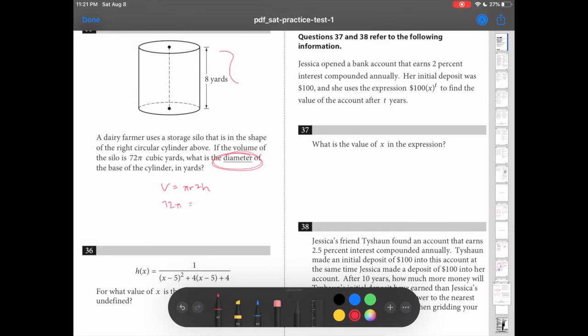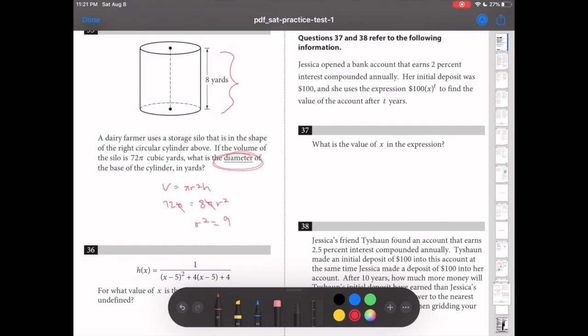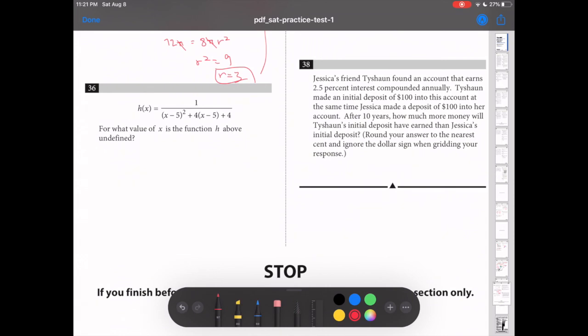Equals height is 8 yards as they gave you. Make sure you watch out for any conversions. Sometimes they like to sneak those in. R squared, cancel the pi's. R squared is going to be 9. R equals 3. You can't have negative radius. Times 2 to get diameter. That's 6. Be real careful there.